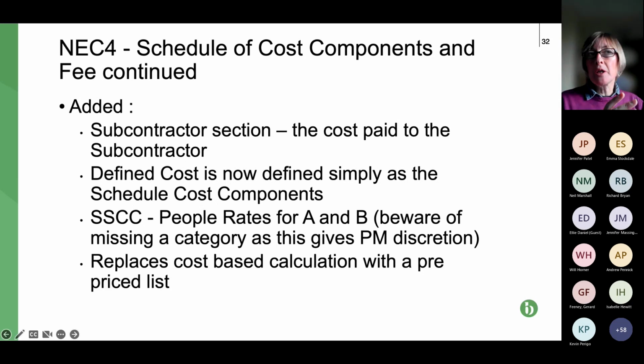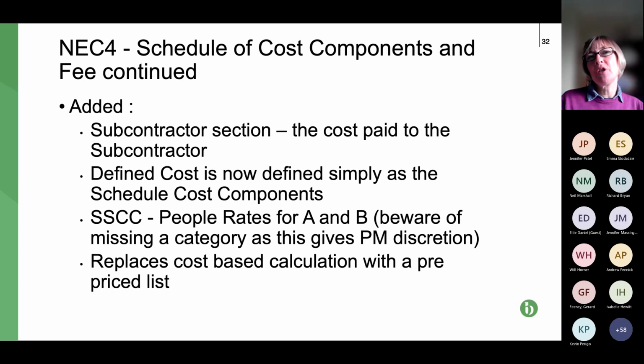And the follow-on from that is this second bullet point down, so the defined cost. Rather than it being a little bit convoluted, where it referred to the schedules of cost components and also covered off the subcontractor costs, the defined cost definition is now quite simple. It's basically, see schedule of cost components. So, I like simple, so it works for me.